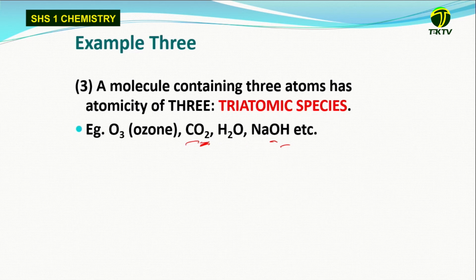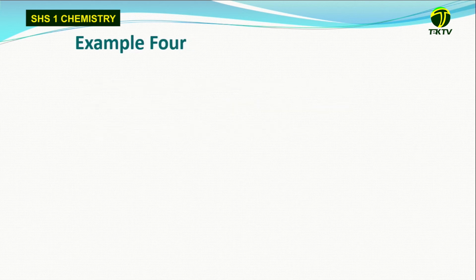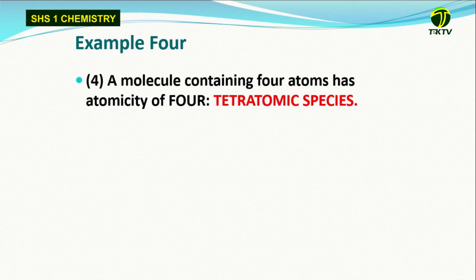So when we have to give triatomic species, either we give a single element with 3 atoms, or 2 elements, one is 2, one is 1, or we give one substance which contains 3 elements, 1, 1, 1. That is triatomic. We take the 4th example where we have 4 atoms, and the atomicity of that compound or substance is 4. We say it is a tetraatomic species.